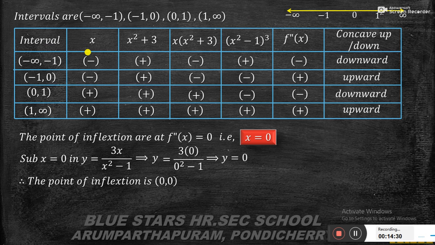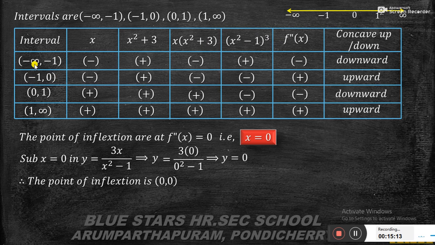Next, we know that f double dash of x is 6x into (x square plus 3) by (x square minus 1) whole cube. This is the f double dash of x. First I take the x and next x square plus 3; these terms are the numerator terms. Next I write the denominator term, which is x square minus 1 whole cube. So f double dash of x equals 6x into (x square plus 3) by (x square minus 1) whole cube.